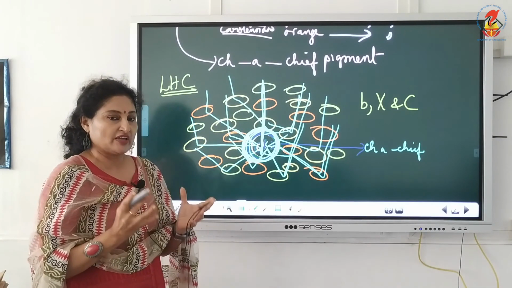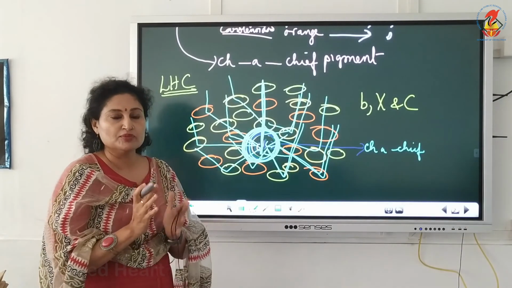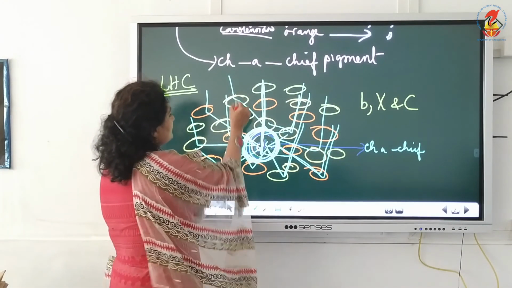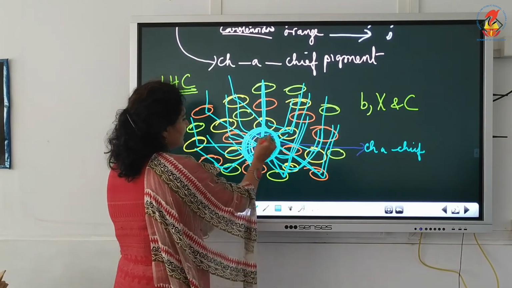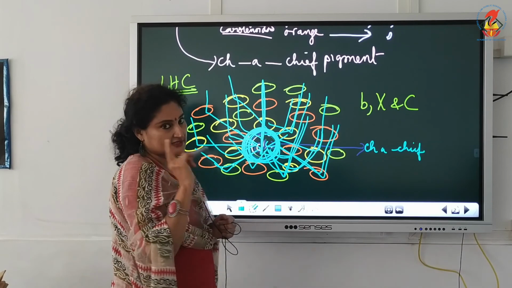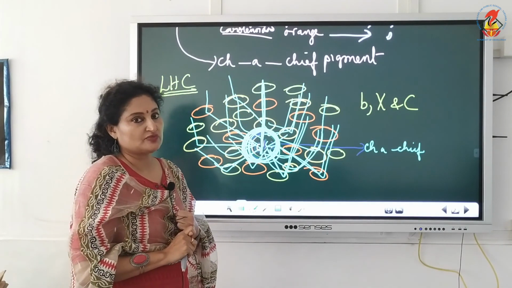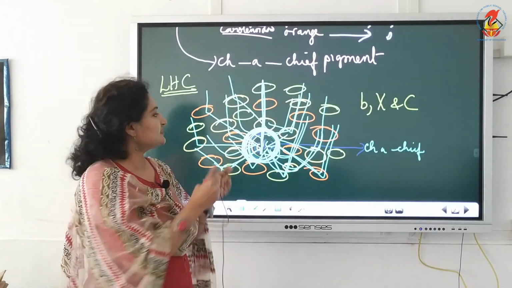Not only the wavelength which coincides with chlorophyll A, which is at the red and blue regions, at the other regions also all the wavelengths are directed to chlorophyll A, and all the energy is passed to chlorophyll A, which is the chief pigment and it's a single pigment. So, it makes the process of photosynthesis very efficient because we get a wider range of wavelengths of energy directed to chlorophyll A.